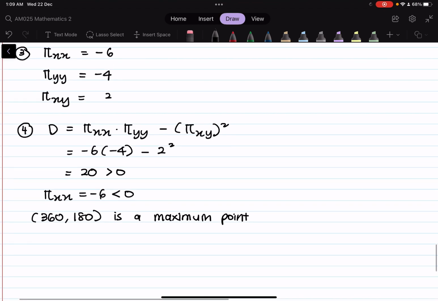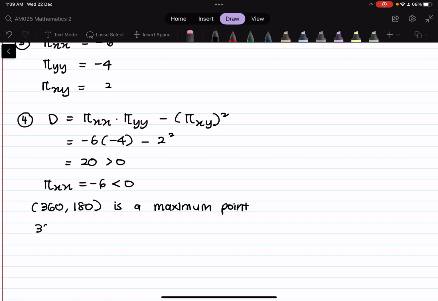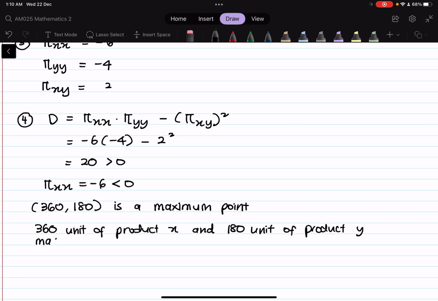So we can make a conclusion here that 360 units of product X and 180 units of product Y maximize profit. So this is our level of production.